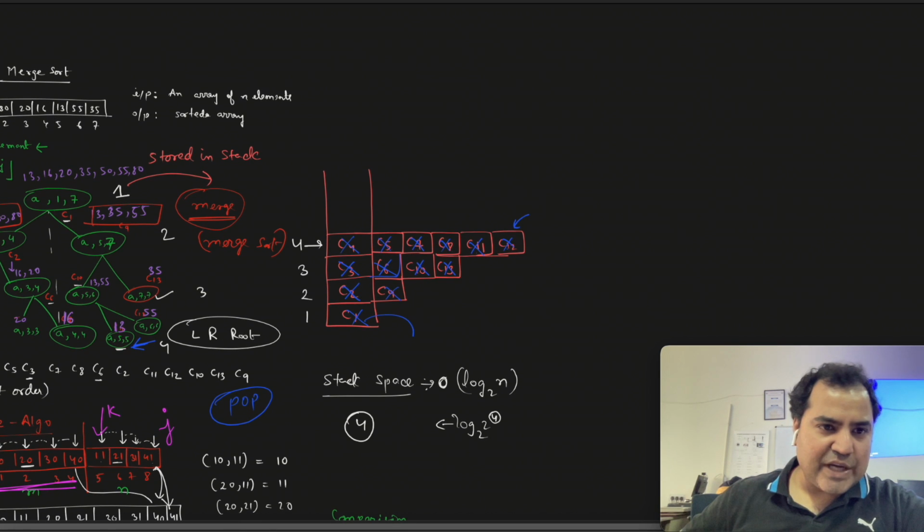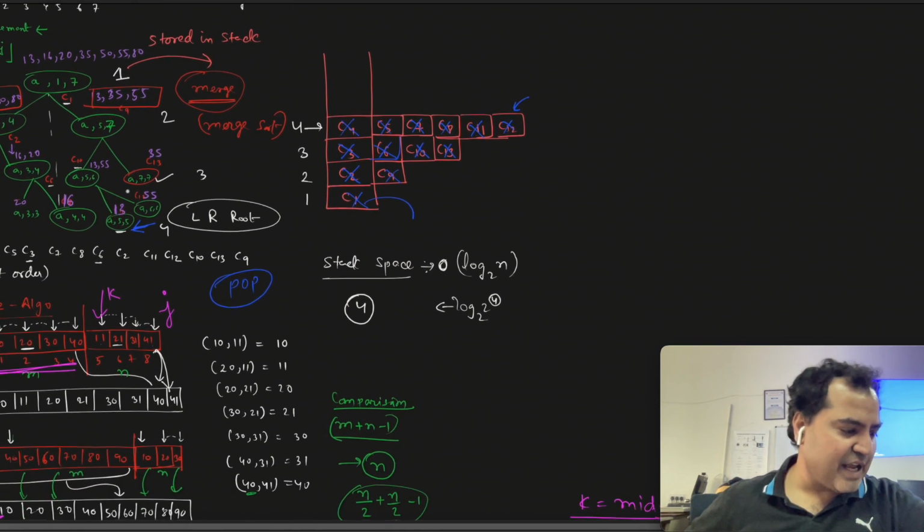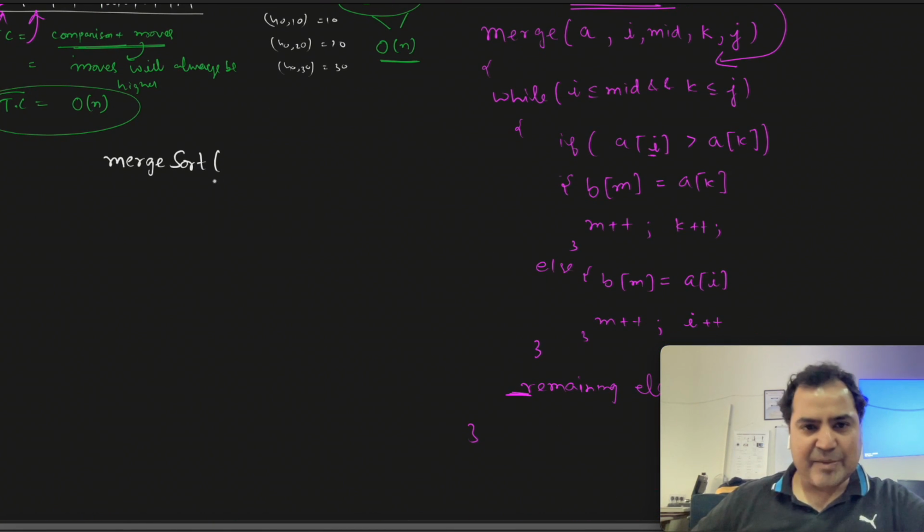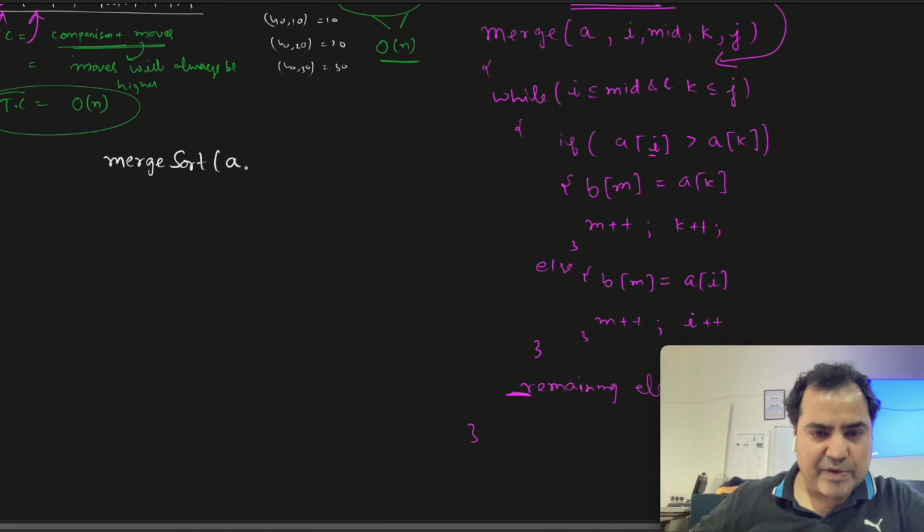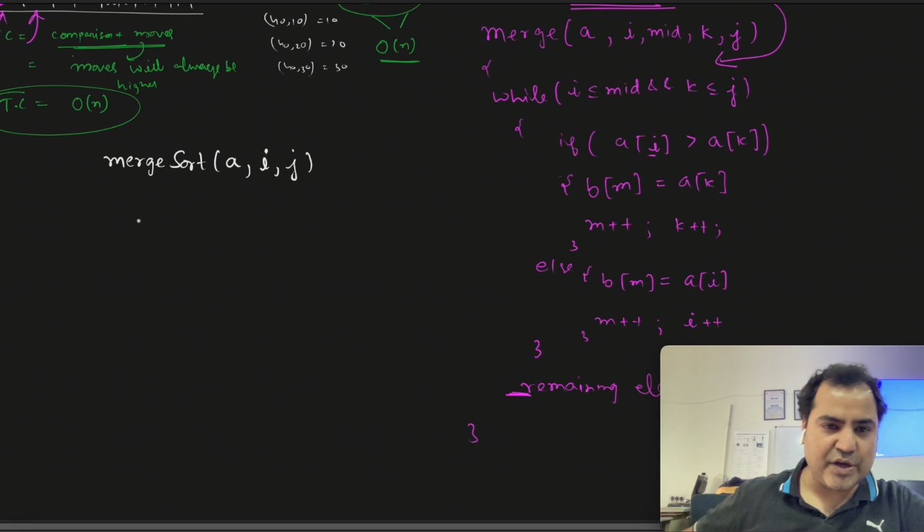Merge sort will be applied on the array, right? So I need the first index of the array, that is represented by I. I need the last index of the array, that is j, and then I need the array name to pass, so I will call it A. A is the array name, I is the first index of the array, j is the last index of the array, right?